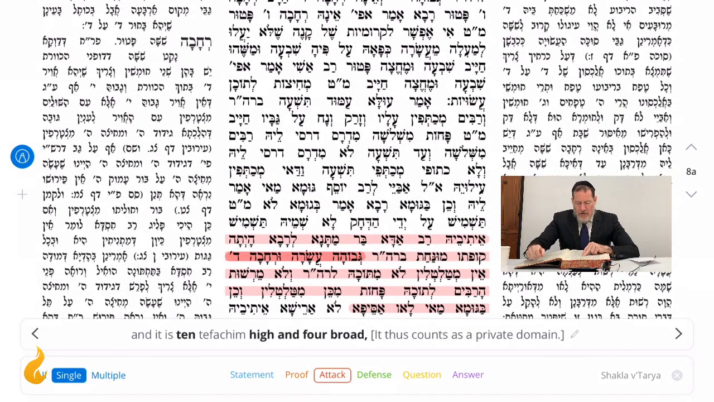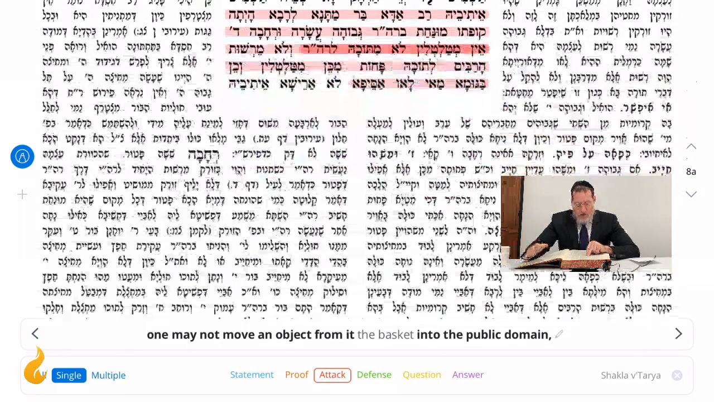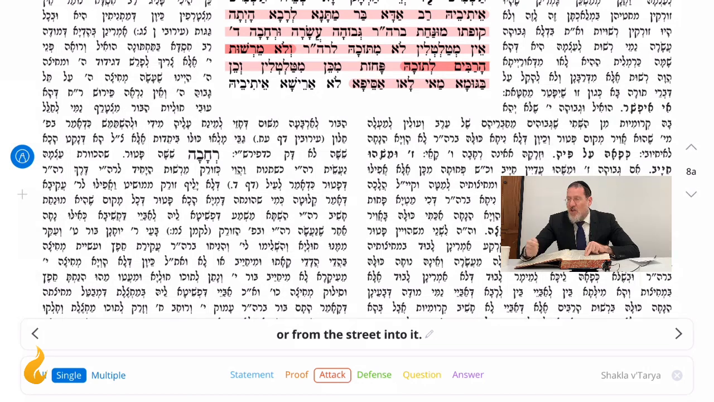So that's good. Then the braisa says, pachos mikan, right? Pachos mikan means either it doesn't have 4 by 4, or it means it doesn't have 10 tefachim.